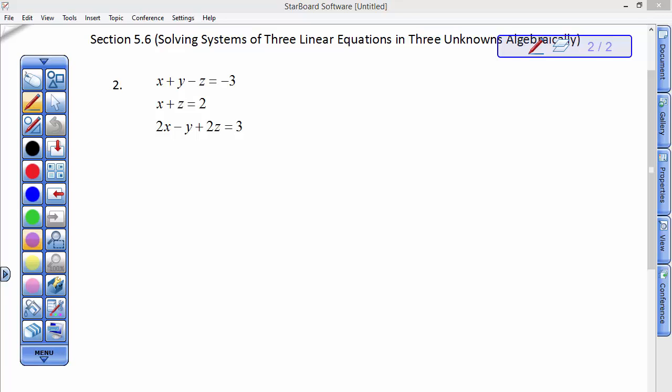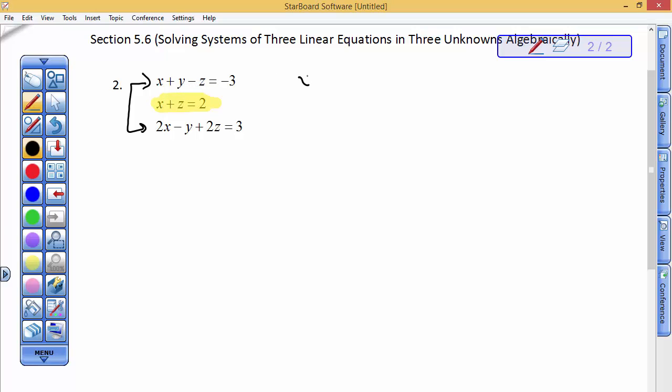When one of the equations in a system of equations is missing a letter, that's a cool deal. So that equation is missing the letter y. So I'm going to take the first and the third equations, and I'm going to force those to lose the letter y so that I will have two equations that will have just the x's and the z's.